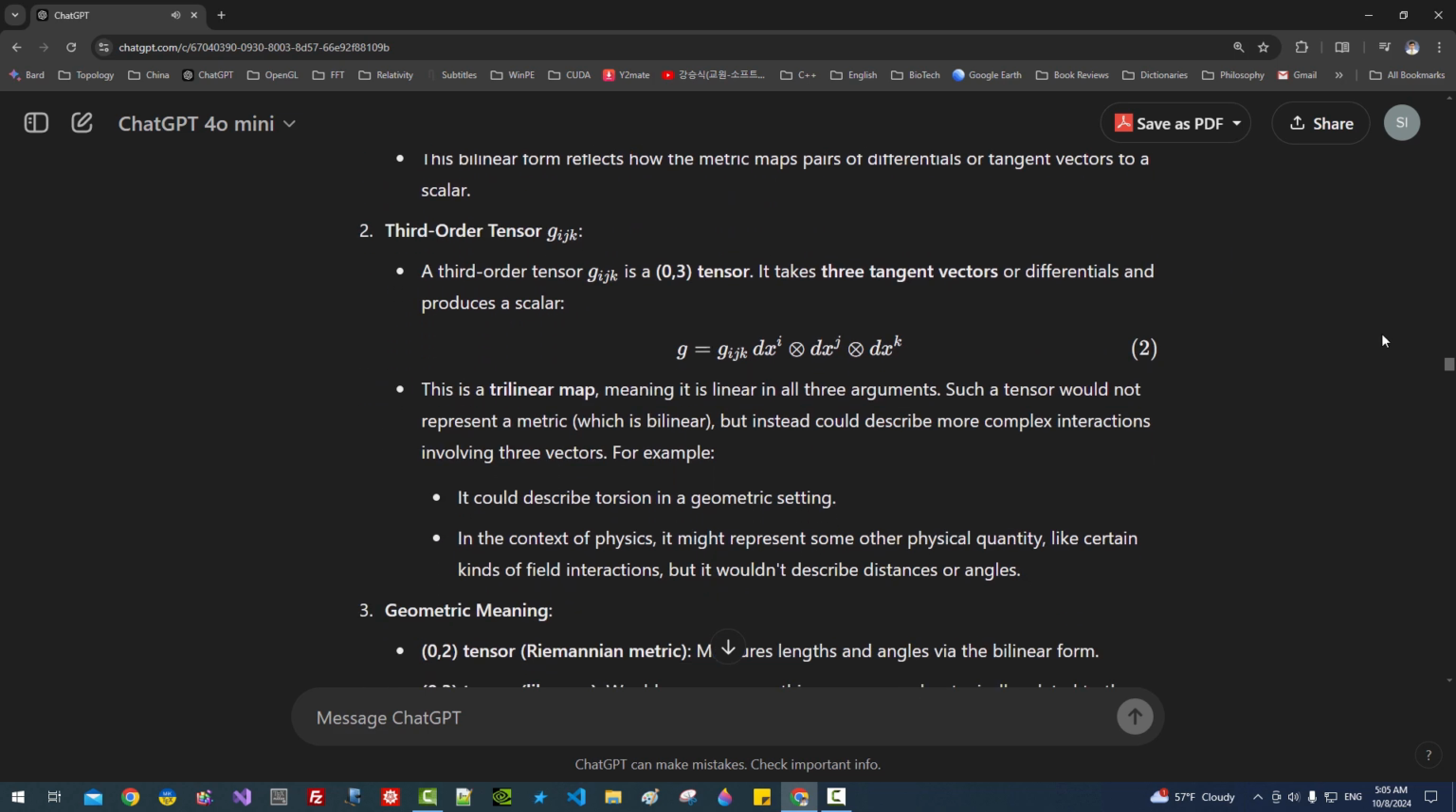2. Third-order tensor, g_ijk. A third-order tensor is a 0-3 tensor. It takes three tangent vectors or differentials and produces a scalar. G = g_ijk dx^i ⊗ dx^j ⊗ dx^k. (2) This is a trilinear map, meaning it is linear in all three arguments. Such a tensor would not represent a metric, which is bilinear, but instead could describe more complex interactions involving three vectors. For example, it could describe torsion in a geometric setting. In the context of physics, it might represent some other physical quantity, like certain kinds of field interactions, but it wouldn't describe distances or angles.